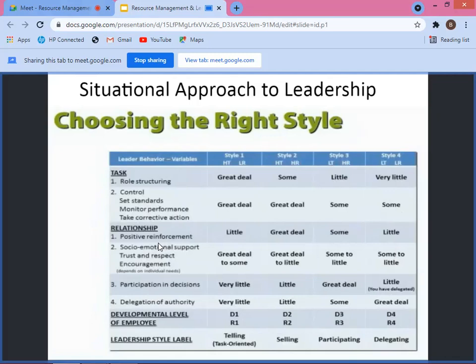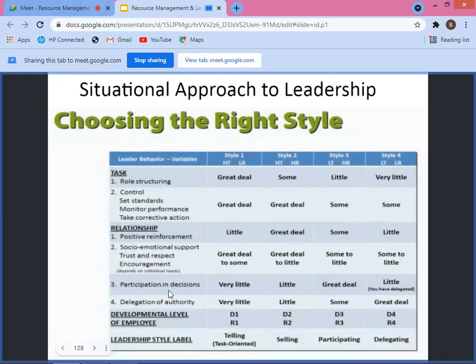Relationship, positive reinforcement: little, great deal, some, little. Socio-emotional support, trust and respect, encouragement: great deal to some, great deal to little, some to little, some to little. You can actually review this on your handout. I have given this to you already, but I'm just discussing it to emphasize.